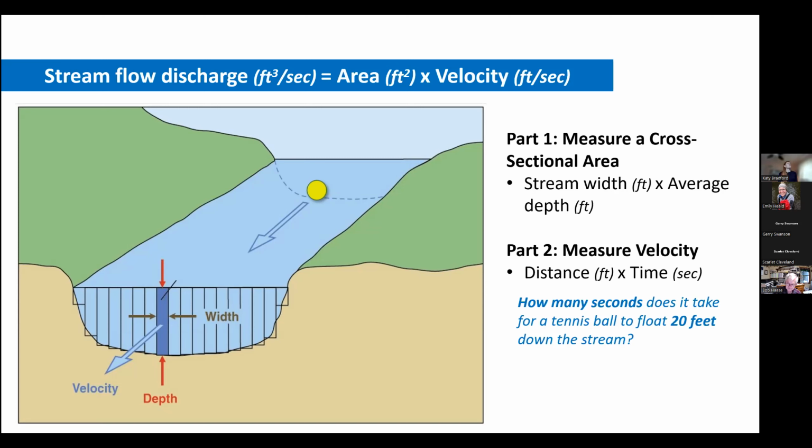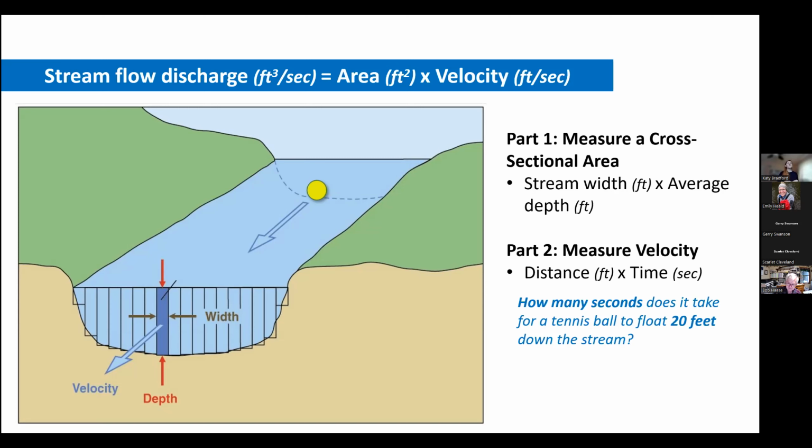So we are measuring area, the area of our stream, which is feet squared, and we're multiplying that by velocity, which is feet per second. So the first part of this method is we need to measure the cross-sectional area of our stream. To get a cross-sectional area, we are multiplying the width of our stream by an average depth. And that average depth is calculated by taking a bunch of depth measurements and then taking the average of them.